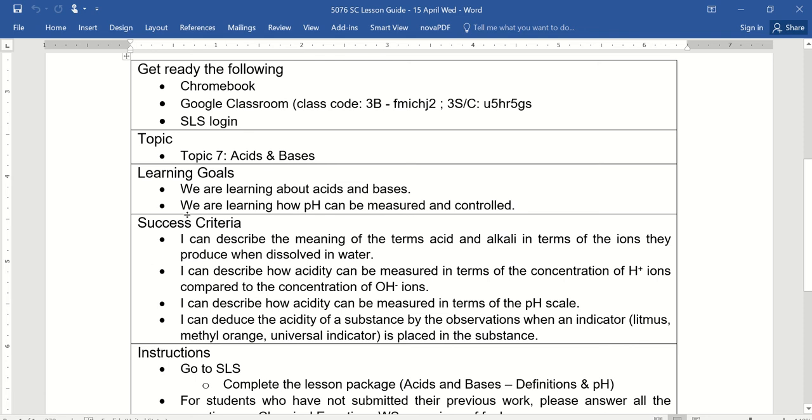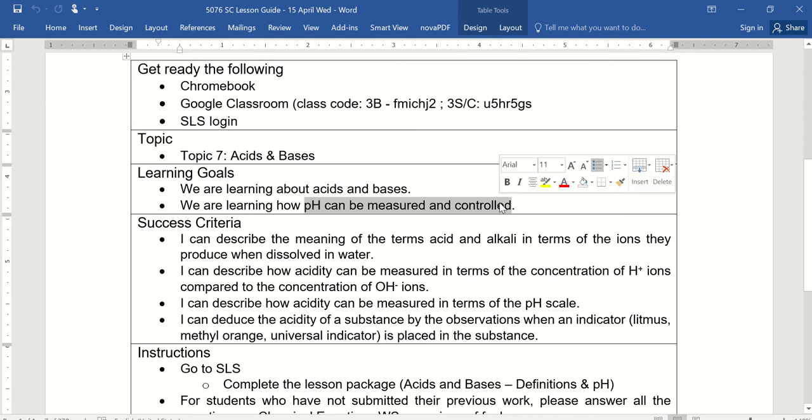So what are we learning today? We are basically learning about what acids and bases are today. We'll see the definitions for acids and bases. We also learn about the pH scale and indicators, so the observations and colors, etc. And what exactly does pH mean?